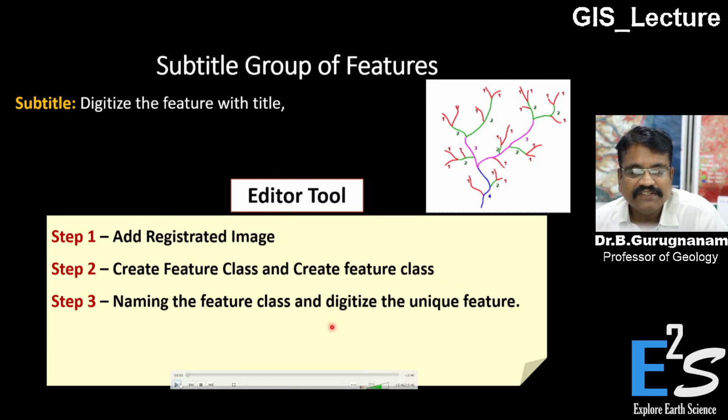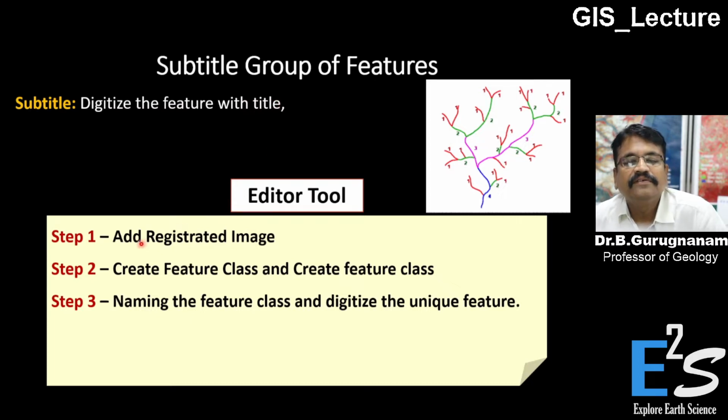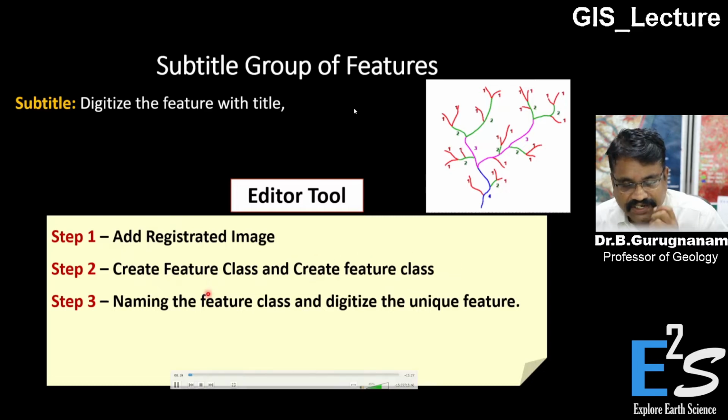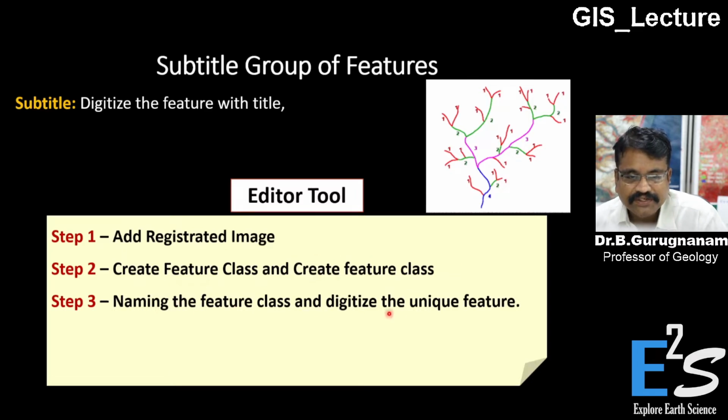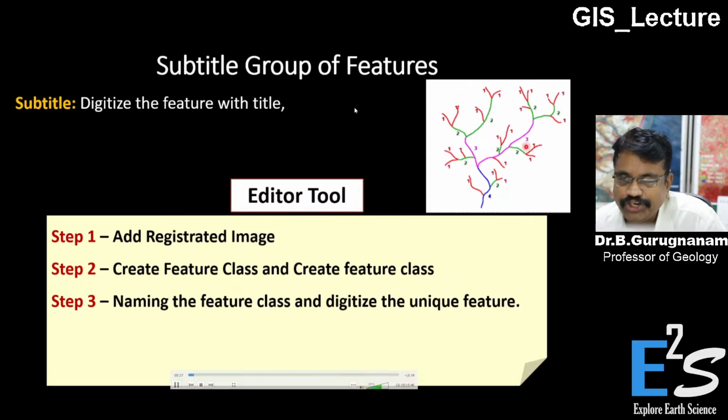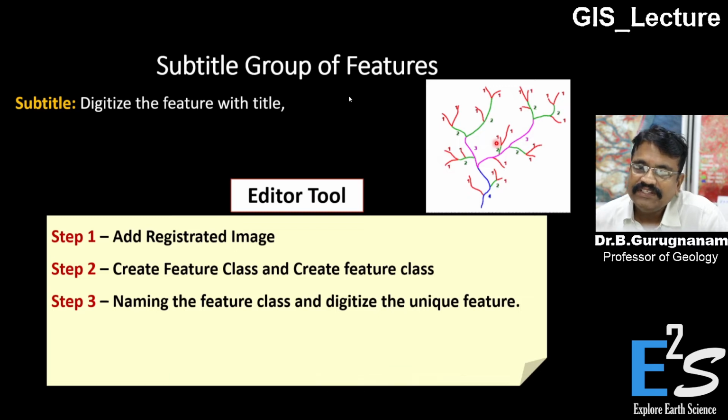So this exercise concentrates on that, and we will see how to do it on the subtitle group of features. Digitize the feature with title. It means you are adding the attribute immediately, otherwise developing the attribute parallelly. You'll have to use the editor tool, add the registered image, create a feature class, name the feature class, and digitize the unique feature. So that's what we are now going to do by adding the drainage stream numbers.